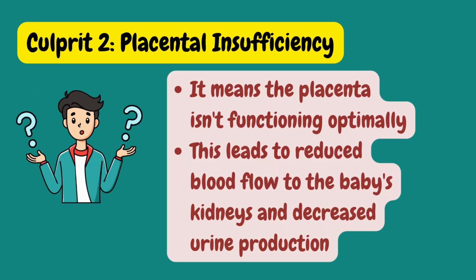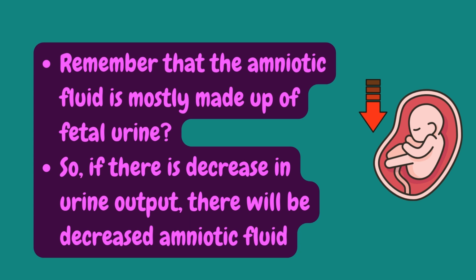Let us discuss placental insufficiency. What does it mean? It means the placenta isn't functioning optimally, leading to reduced blood flow to the baby's kidneys and decreased urine production. Remember that the amniotic fluid is mostly made up of fetal urine? So, if there is decreased urine output, there will be decreased amniotic fluid.